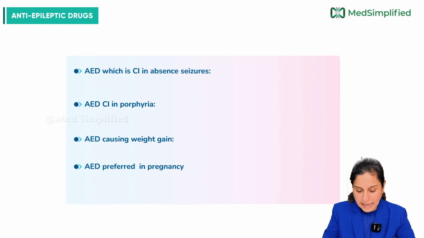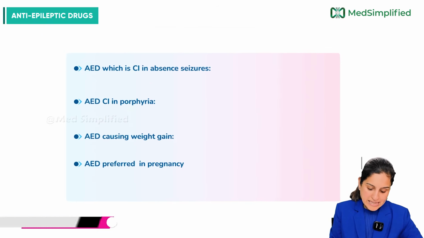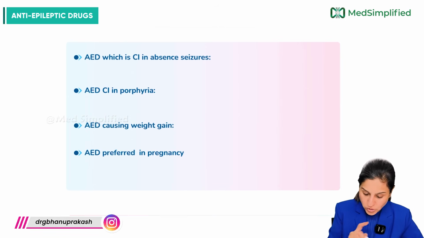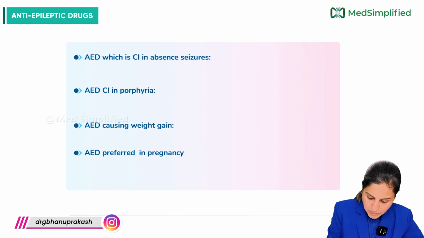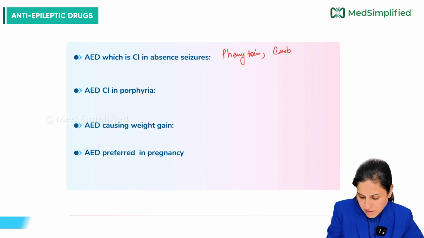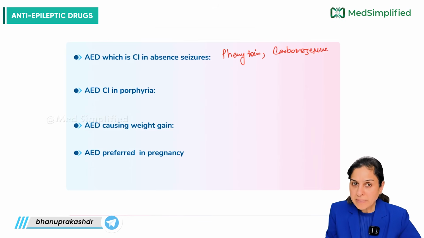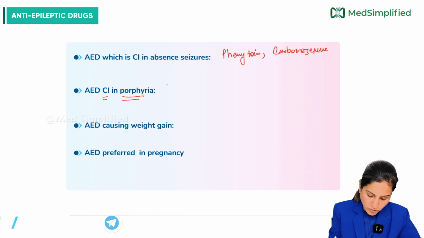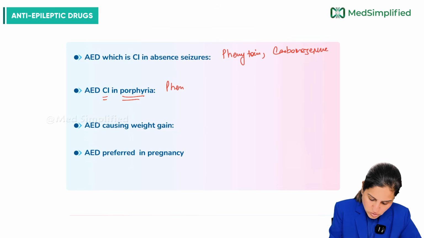Next, a few one-liners. Which anti-epileptics are contraindicated in absence seizures? Number one, we have phenytoin, and we have carbamazepine. Which anti-epileptic drug is contraindicated in porphyria? Barbiturates are absolutely contraindicated in porphyria, so phenobarbital.